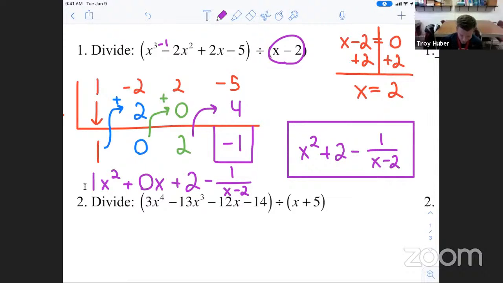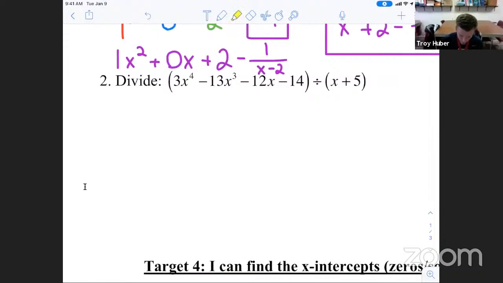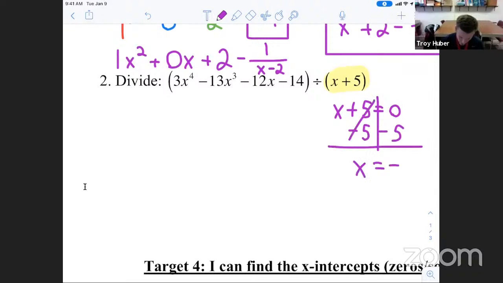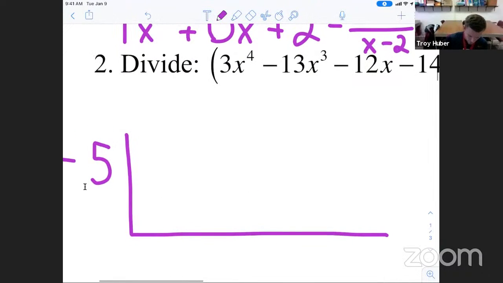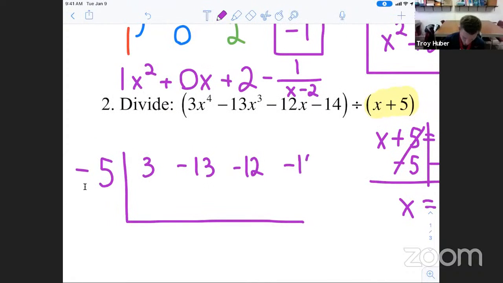All right, let's go try another one. Step 1, set what you're dividing by equal to 0. So I have x plus 5 is equal to 0. Subtract 5 on either side, and I get x is equal to negative 5. That is what we write on the outside of our synthetic division hut. Write all of your leading coefficients. So we have 3, negative 13, negative 12, and negative 14.